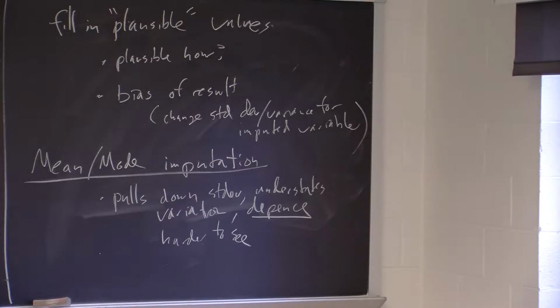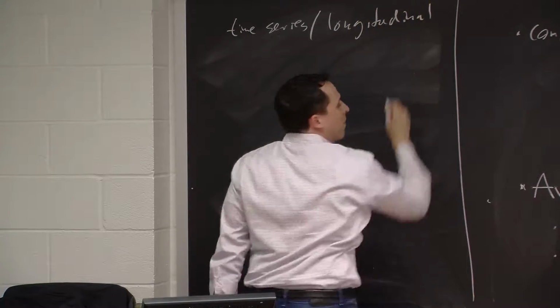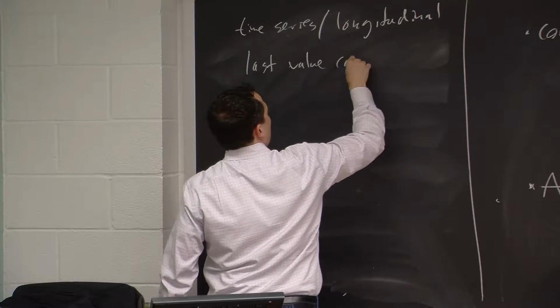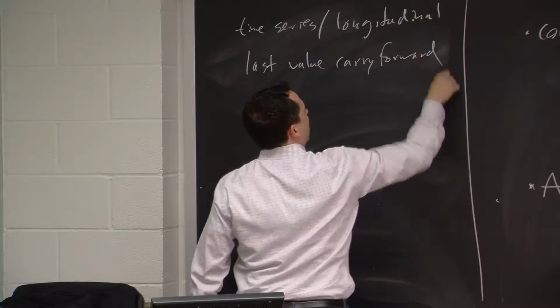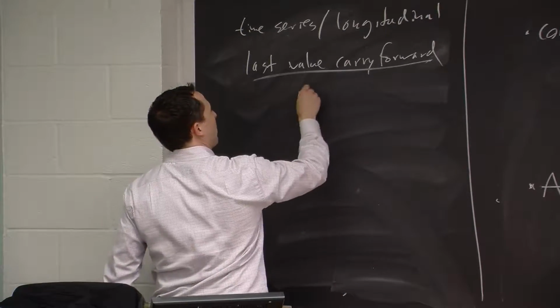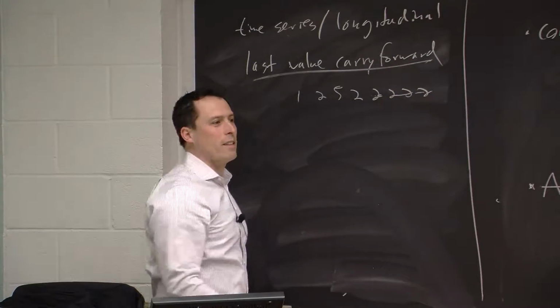Okay, so a common thing in longitudinal studies. So in time series or longitudinal studies, a very common thing is to do last value carried forward. You have a series of things, and you don't know, someone dropped out at some point here, and so you just fill in the rest with twos, right?